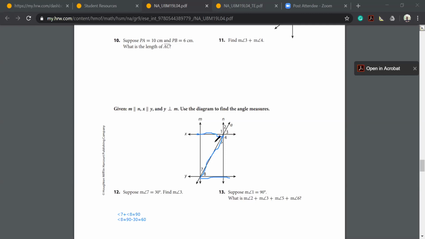Using the alternate interior theorem involving the Z, measure angle 8 will be equal to measure angle what? Exactly, measure angle 6, right? Because this is the alternate interior angle theorem. So this is what we are going to be writing in here. Measure angle 6 is equal to measure angle 8 equal to 60 degrees using the alternate interior angle theorem. Very good. So for now, I know that 8 is equal to 6, so I know that 6 is 60 degrees.